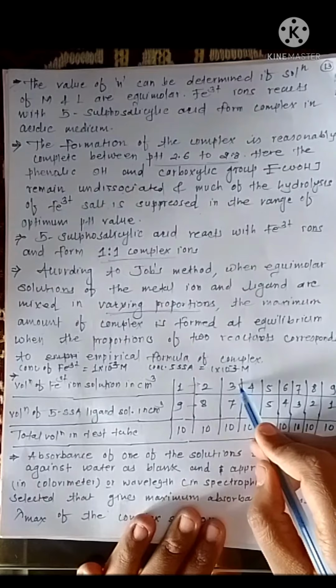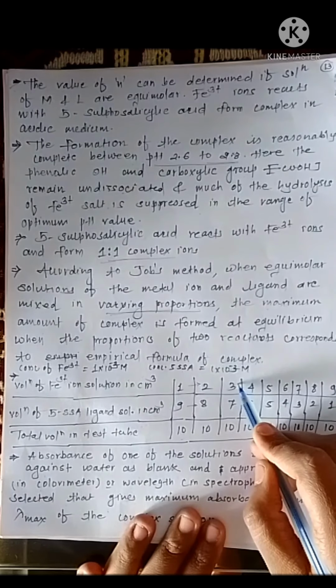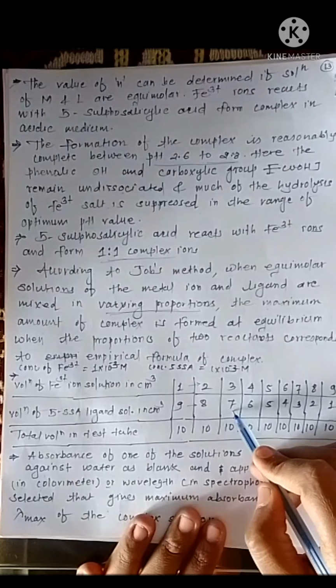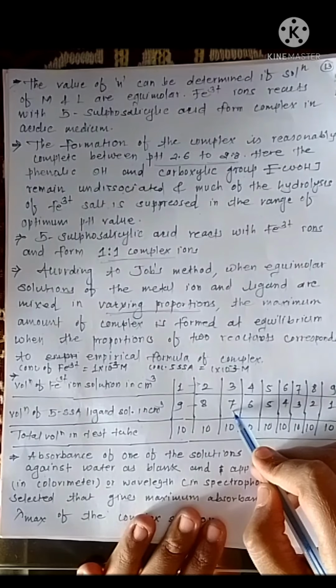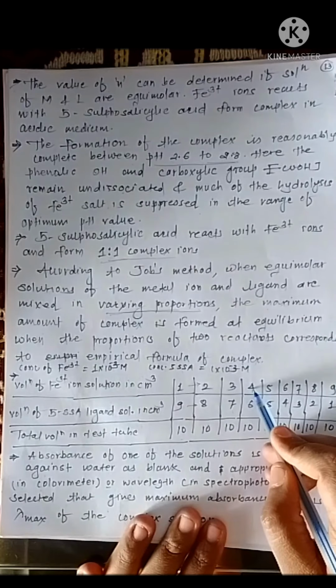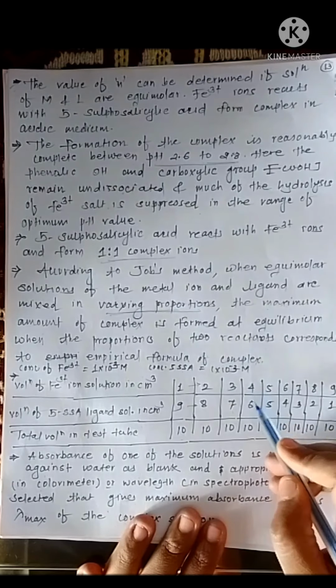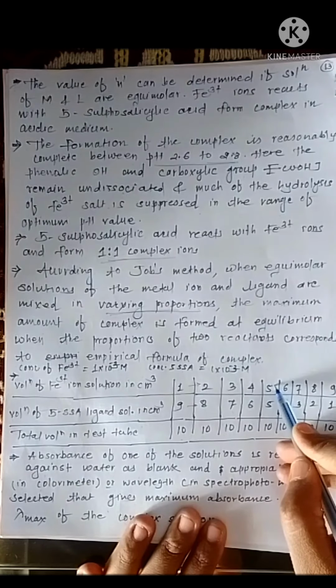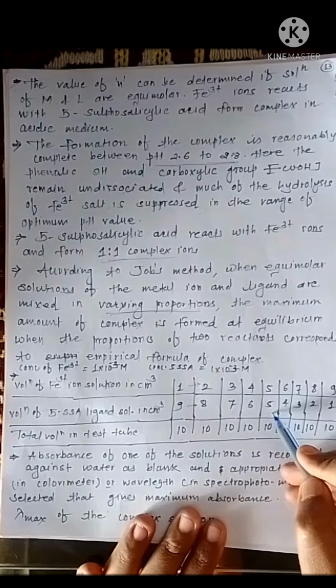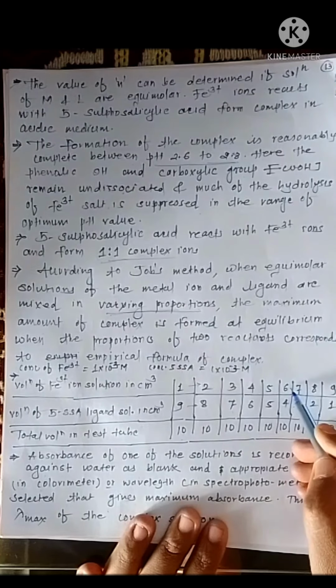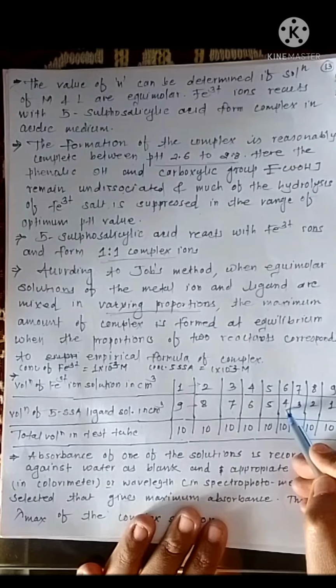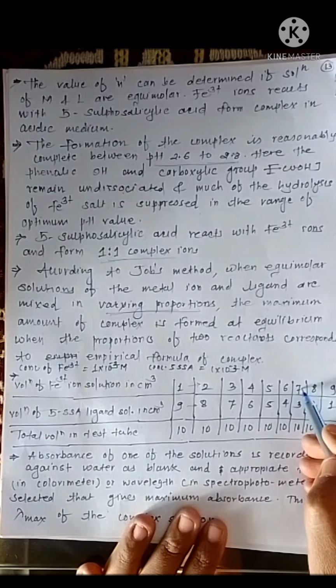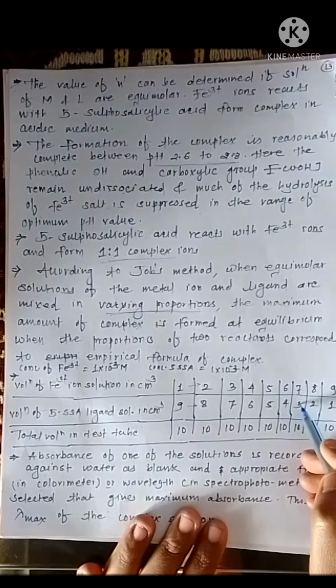So in your second test tube, 2 ml of Fe3+ ion solution and 8 ml of 5-sulfosalicylic acid ligand solution is taken. In the third test tube, 3 ml of Fe3+ ion solution and 7 ml of 5-sulfosalicylic acid solution is taken. And in the fourth test tube, 4 ml of Fe3+ solution and 6 ml of your 5-sulfosalicylic acid solution is present. In the fifth test tube, 5 ml of Fe3+ ion solution and 5 ml of 5-sulfosalicylic acid solution is taken.